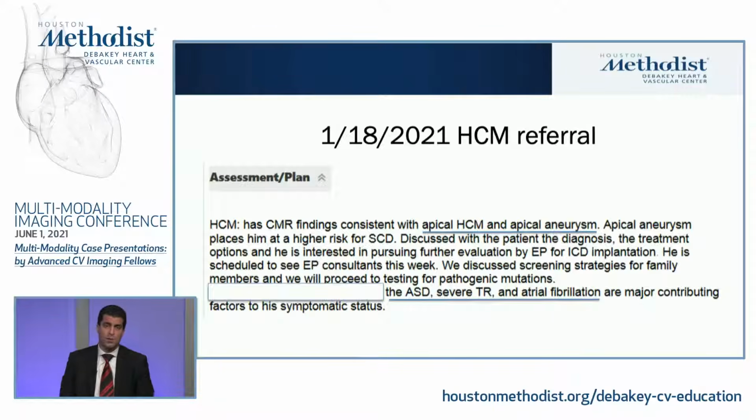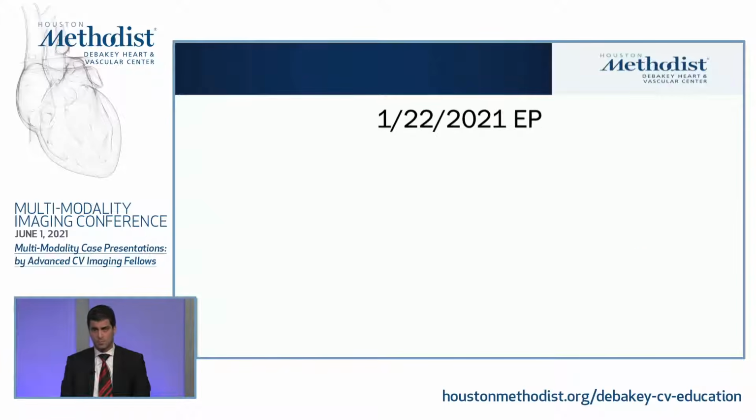Moving on, the patient gets a referral to the hypertrophic cardiomyopathy clinic, and as you can see, the CMR findings were consistent with apical HCM and apical aneurysm. The scar and the apical aneurysm put the patient at high risk for sudden cardiac death, so there was a discussion of ICD implantation. Rightfully so, the assessment of the physician who saw him concluded that the ASD, the severe TR, and the AFib are major contributing factors to his symptomatic status, which I guess at this point we all agree about.